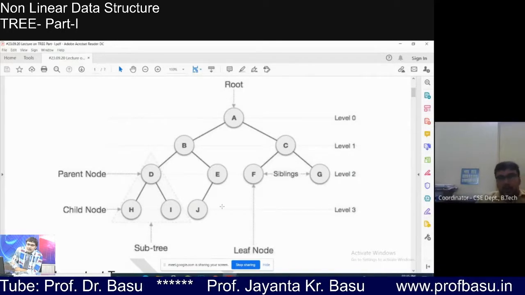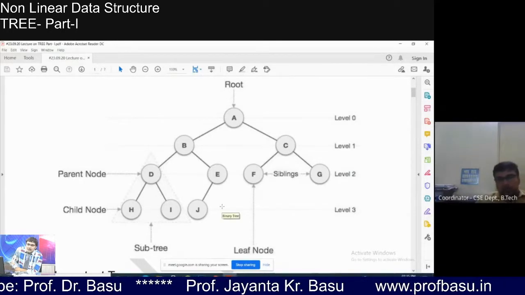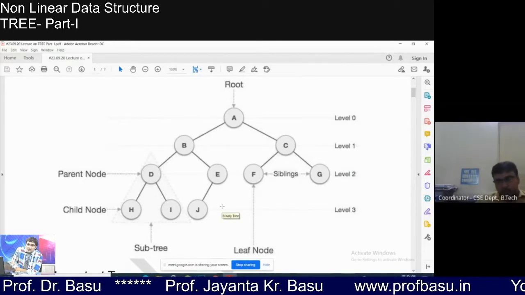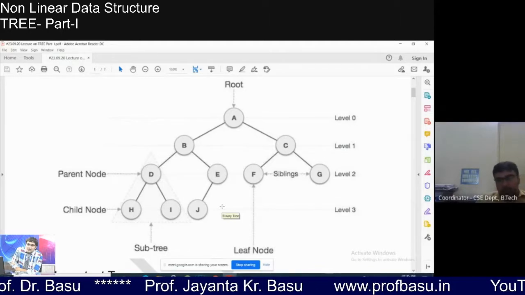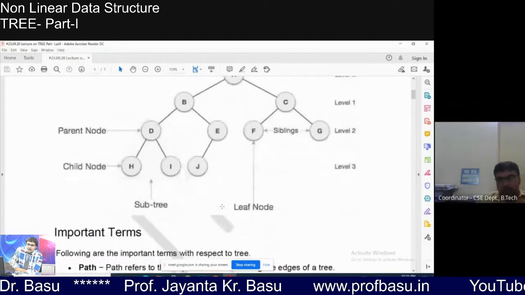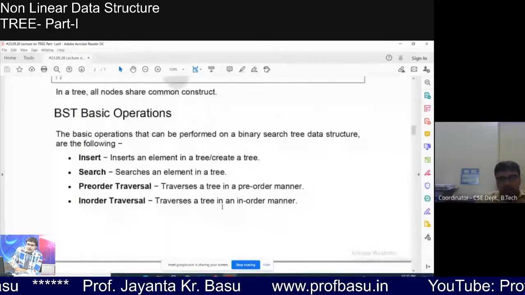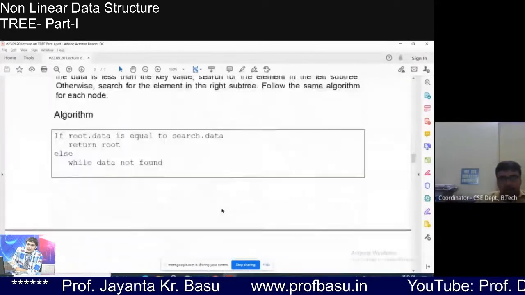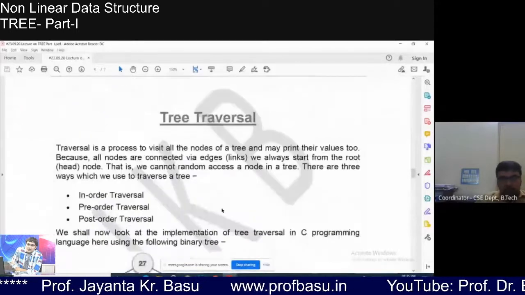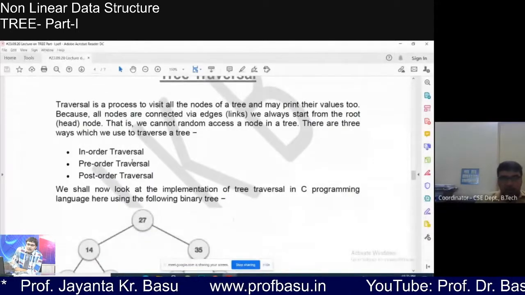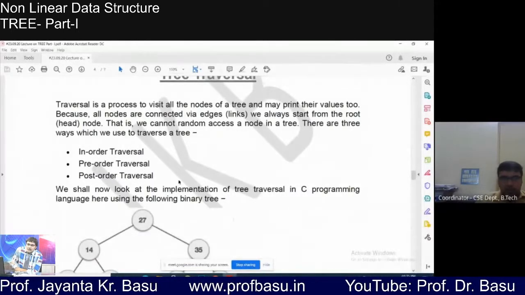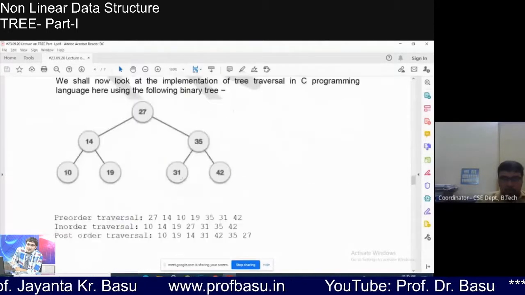So mainly there are three types of traversal technique. One is in-order traversal, another is pre-order traversal, another is post-order traversal. These three types of traversal we have to study. Okay.